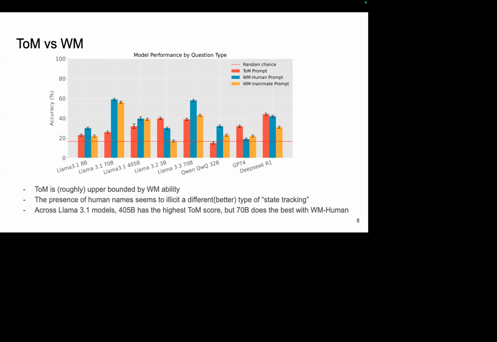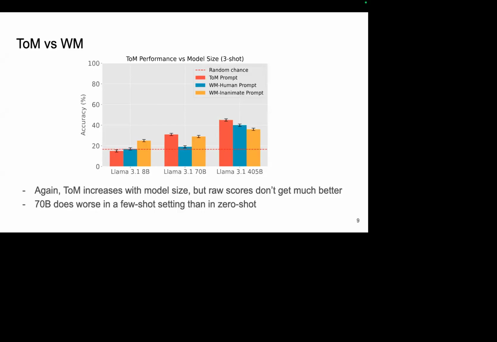And interestingly, when given the same exact question and story, but comparing humans versus inanimate objects, LLMs do better with humans, indicating maybe that there's some kind of better state tracking that happens when you mention human names. Looking at the Llama 3.1 family of models, restricting that architecture and just looking at the number of parameters, we noticed that theory of mind performance was increasing as you add more parameters. So we wanted to concentrate on the same model family, looking at parameter size in a 3-shot setting. And again, we noticed that theory of mind seems to correlate pretty well with the number of parameters.